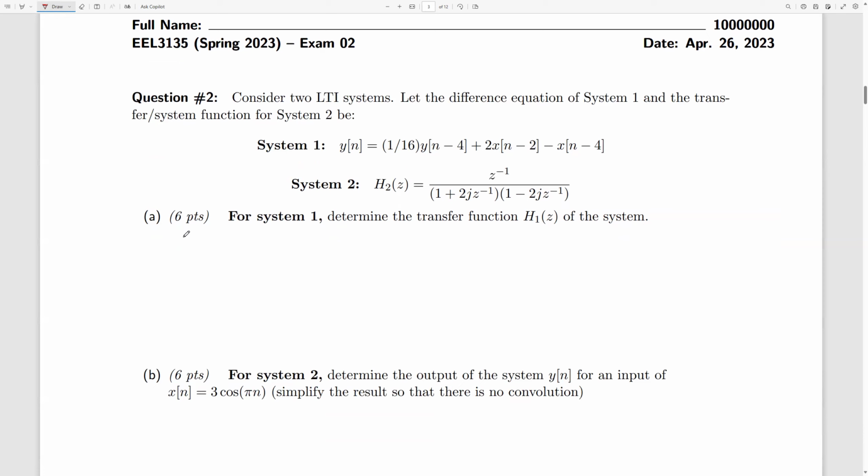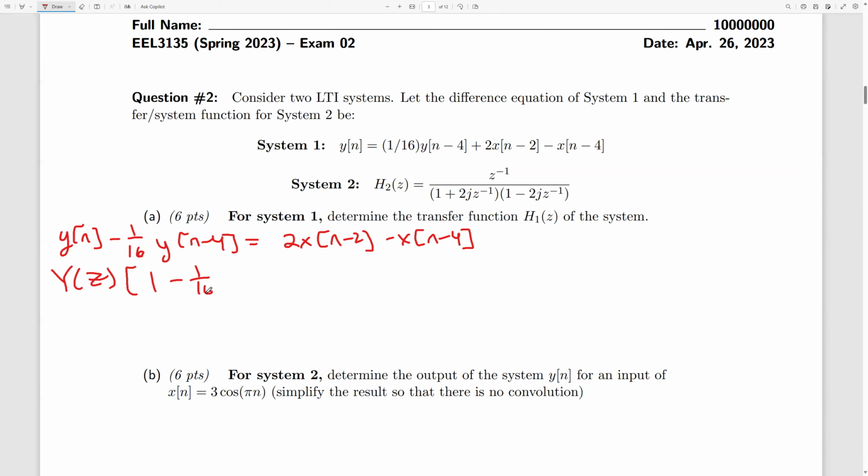So here I will put all the y's together and x is on the right side. So this is going to be y of n minus 1/16 y of n minus 4 equals 2x of n minus 2 minus x of n minus 4. Now, what I'm going to do is take the z transform and factor it using the time delay property. So you'll get Y of z times 1 minus 1/16, using the time delay property, z to the negative 4, equals X of z times 2 z to the negative 2 minus z to the negative 4.